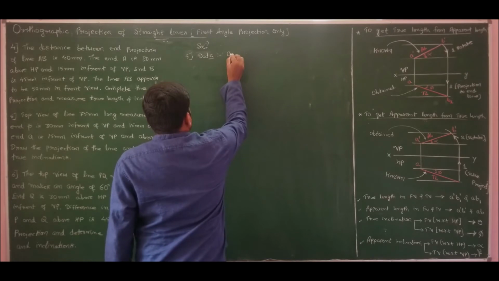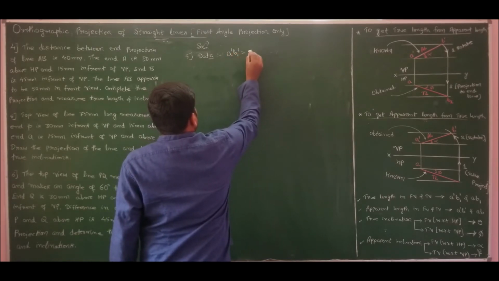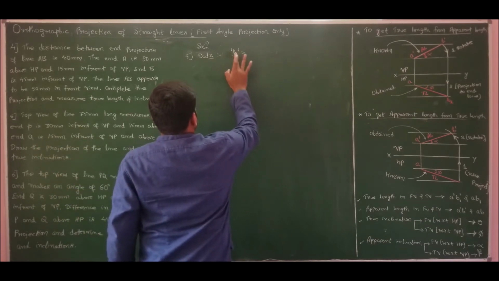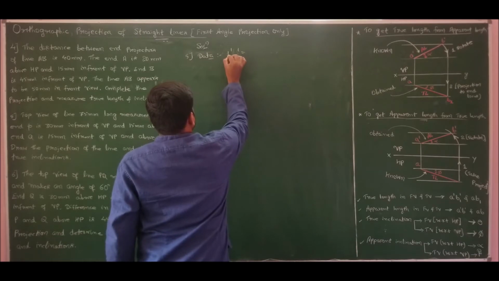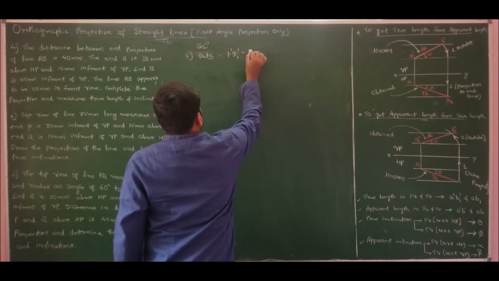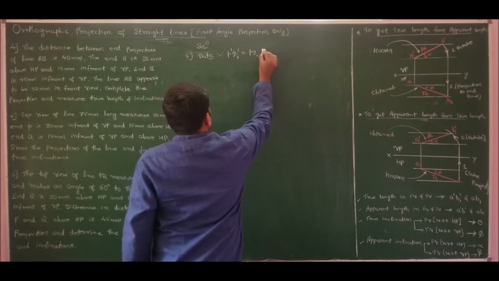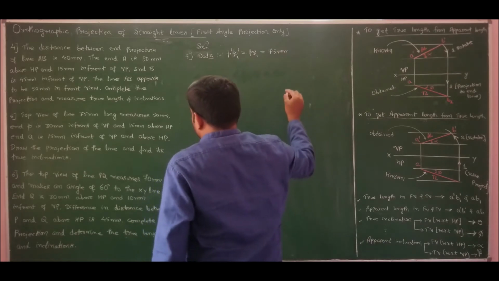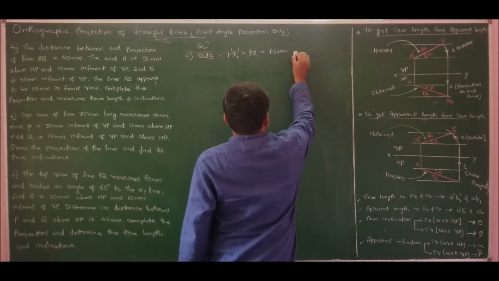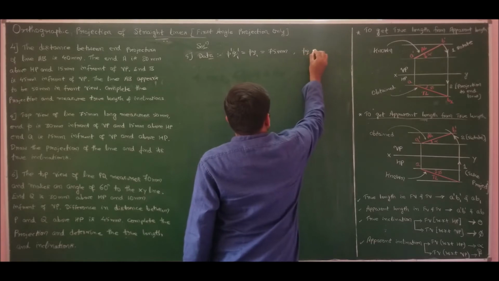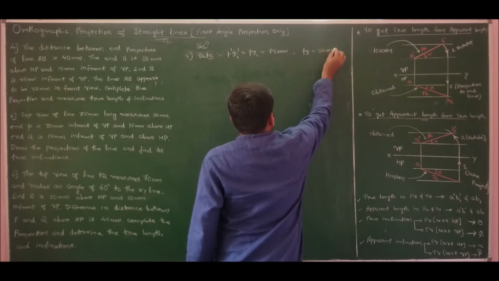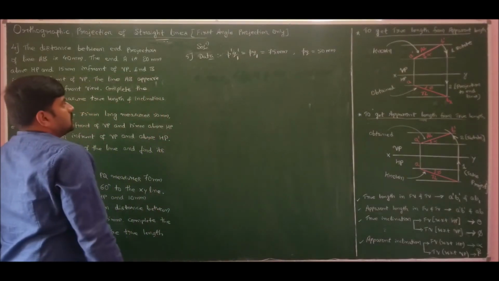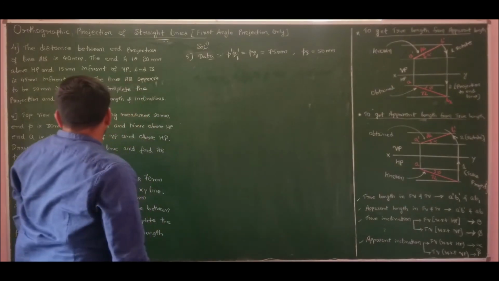So the true length is indicated as A dash B1 dash, but here the line is PQ. So I should use P dash Q1 dash, P dash Q1 dash, which is equal to PQ1, which is equal to 75 mm, which measures 50 mm in top view. So the top view is PQ, which is 50 mm, and Q1 dash. So true length is 75, whereas top view is 50.